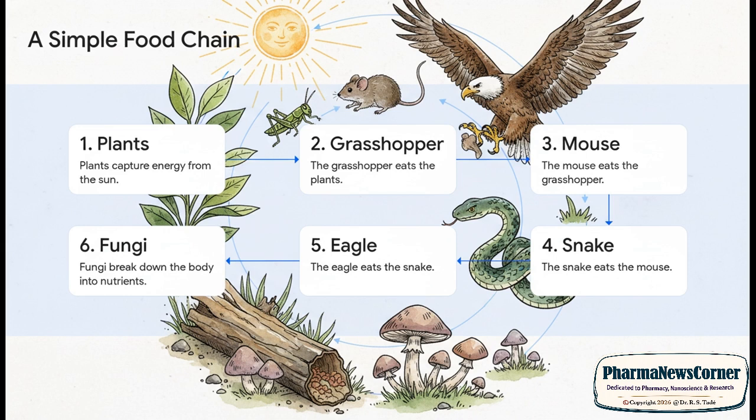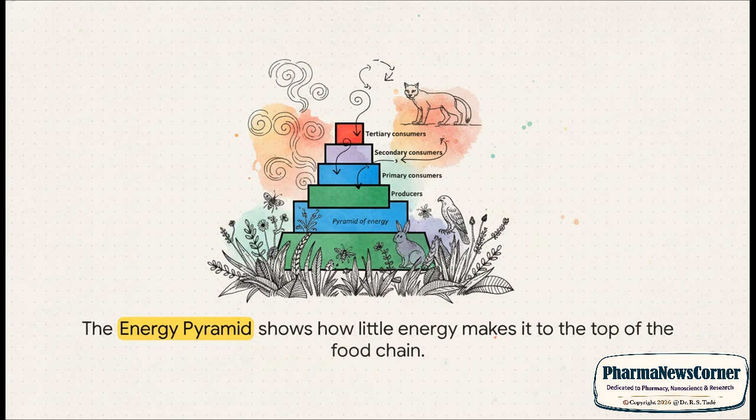Pretty amazing. But here's the really crucial part. This energy transfer, it's not very efficient. At each step up the chain, only about 10% of the energy makes it to the next level. The rest is just lost as heat. And that's why there are always way more plants than plant eaters and way more plant eaters than predators. This pyramid shape isn't just a nice graphic. It's a fundamental law of energy in nature.